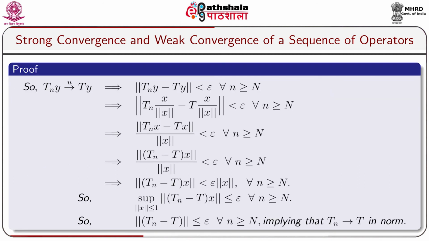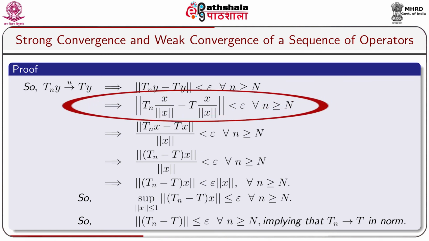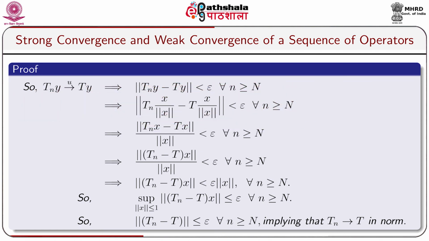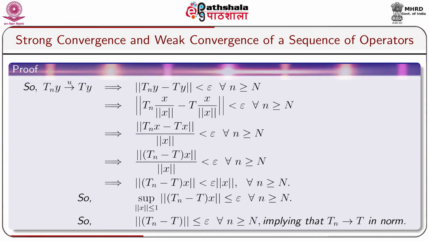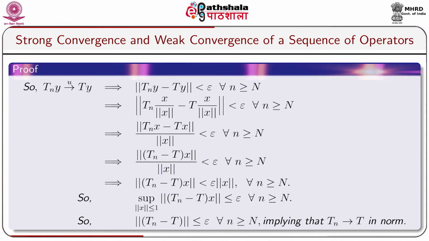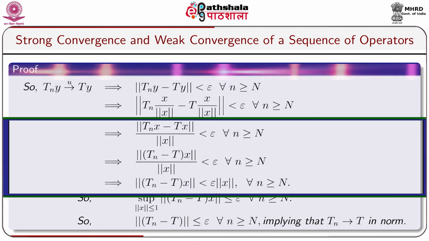So, Tny goes to Ty uniformly implies norm Tny minus Ty is less than epsilon for all n greater than or equal to capital N. This implies norm Tnx by norm x minus Tx by norm x is less than epsilon for all n greater than or equal to capital N. This implies norm Tnx minus Tx over norm x is less than epsilon for all n greater than or equal to capital N. This implies norm (Tn minus T) into x is less than epsilon into norm x for all n greater than or equal to capital N.